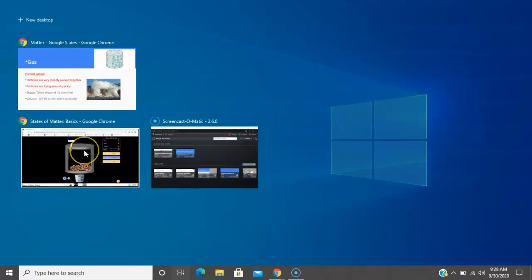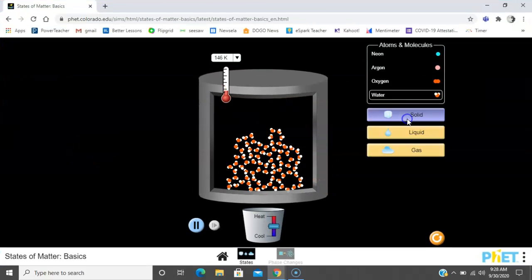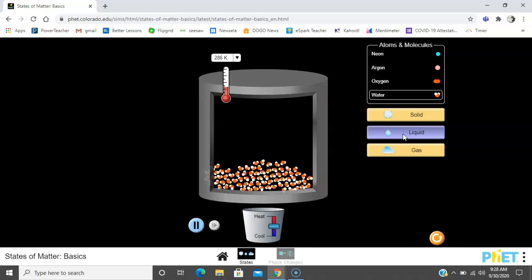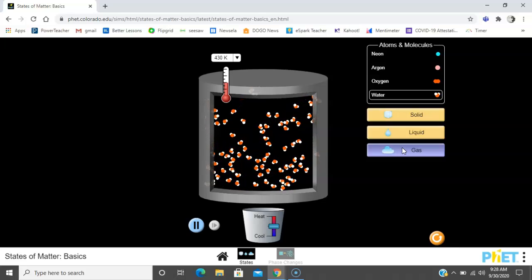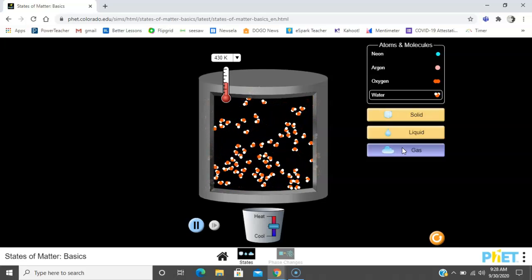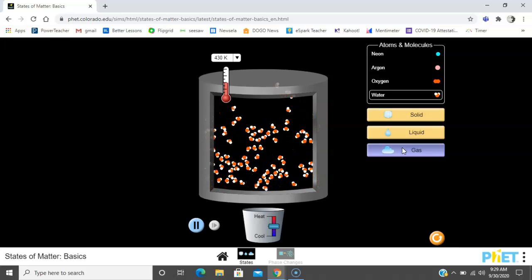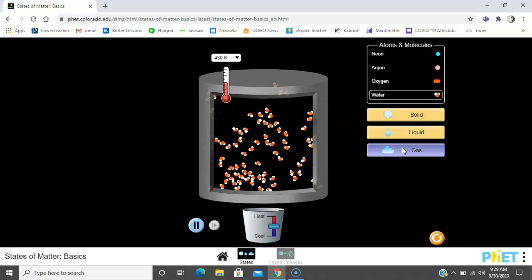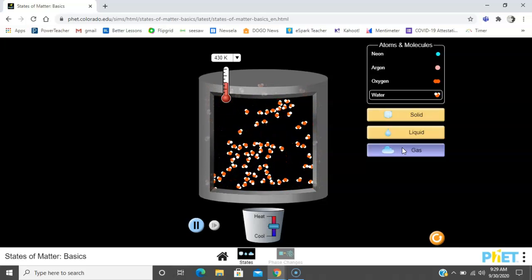Let's go back to our virtual model and let's see. So solid, right? They're pretty much stuck together, not moving around a lot, but they are vibrating. A liquid, they can slosh past each other. And then in a gas, let's see what happens. Oh, wow, in a gas, they're flying all over the place. They're at the bottom, they're at the top, they're on the sides, they're bumping into each other, they're bouncing off the walls, right? So in a gas, those particles are flying all over the place, and there's a lot of space between them.